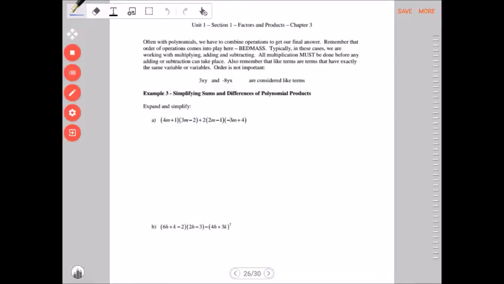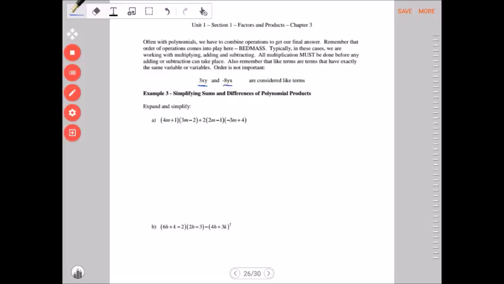Okay, often with polynomials, we have to combine operations to get our final answer. Remember that order of operations comes into play here, so BEDMAS. Typically in these cases, we are working with multiplying, adding, and subtracting. All multiplication must be done before any adding and subtracting can take place. Also remember that like terms are terms that have exactly the same variable or variables. Order is not important. So 3xy and negative 8yx are considered like terms.